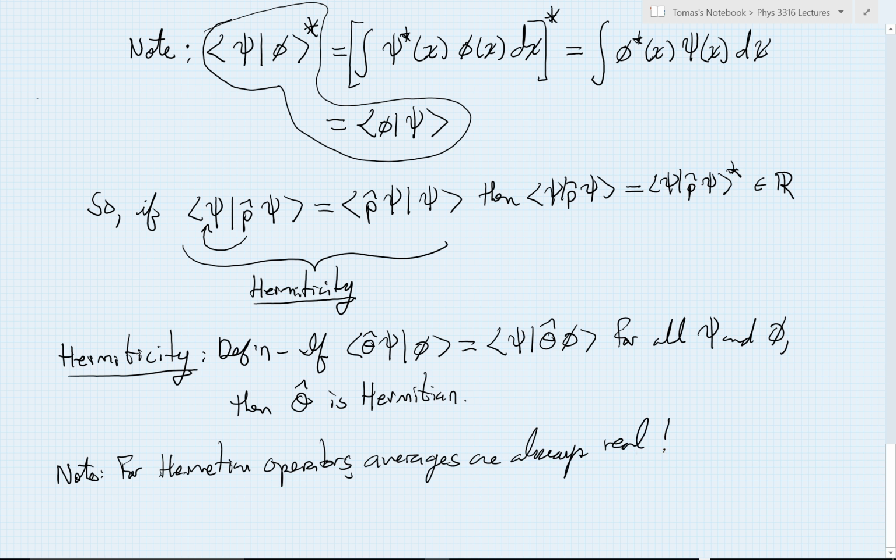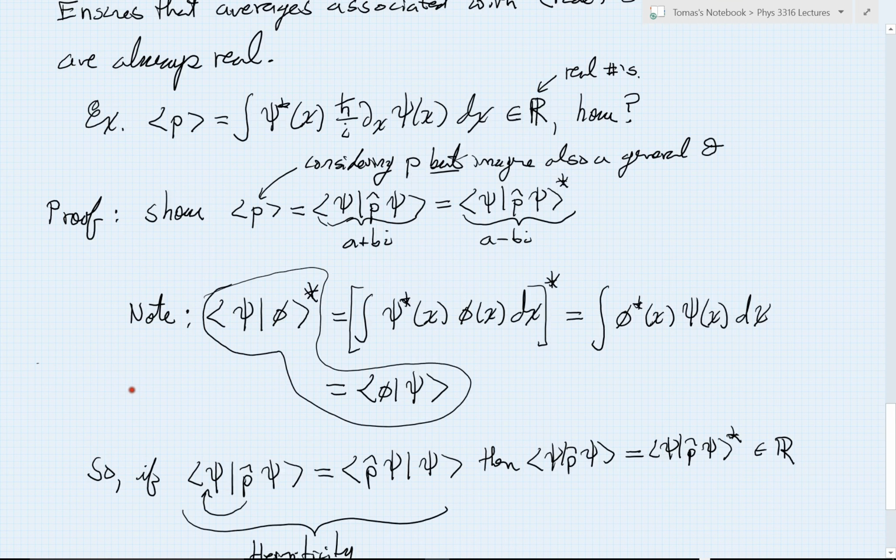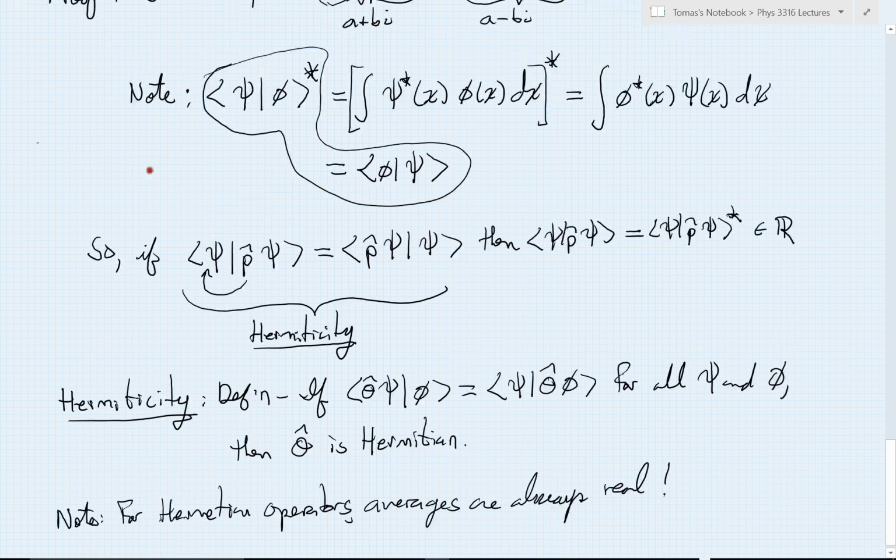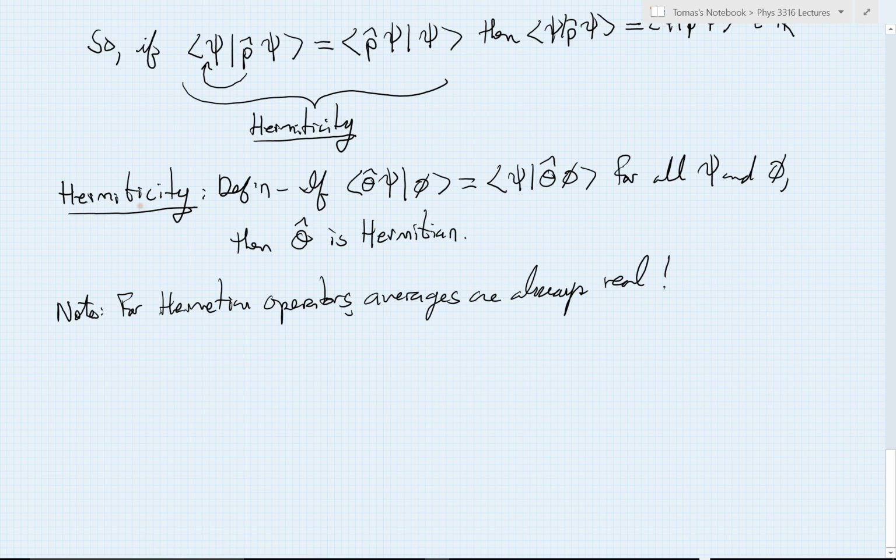So, all we need to prove so that we can ensure that this average momentum always turns out to be real, even though we have this confusing i in here, is simply to show that the momentum operator is Hermitian. Well, we can do this in two ways. First, I'm going to give you a specific computation. We can check this explicitly first, and then I will give you the general proof.